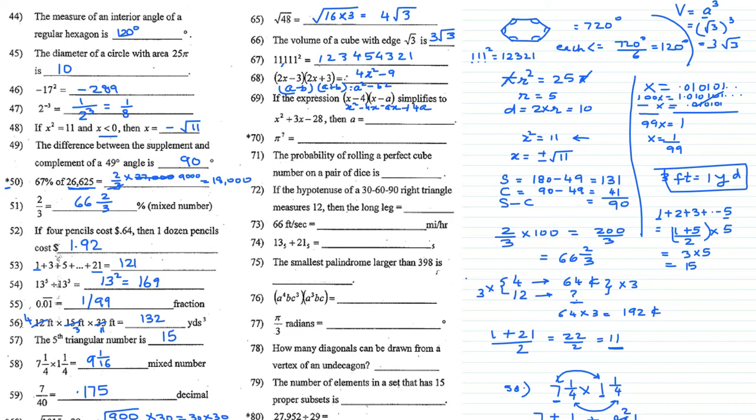So one way to do that is we just compare 4a with -28. So 4a is equal to -28. So that means if we divide both sides by 4, a will be equal to -7. So the answer is -7.